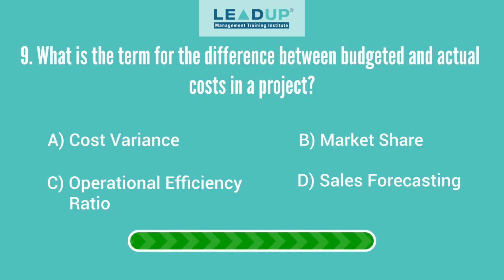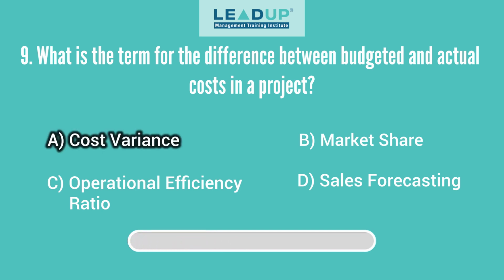Question 9. What is the term for the difference between budgeted and actual costs in a project? A. Cost variance, B. Market share, C. Operational efficiency ratio, and D. Sales forecasting. The answer is cost variance.